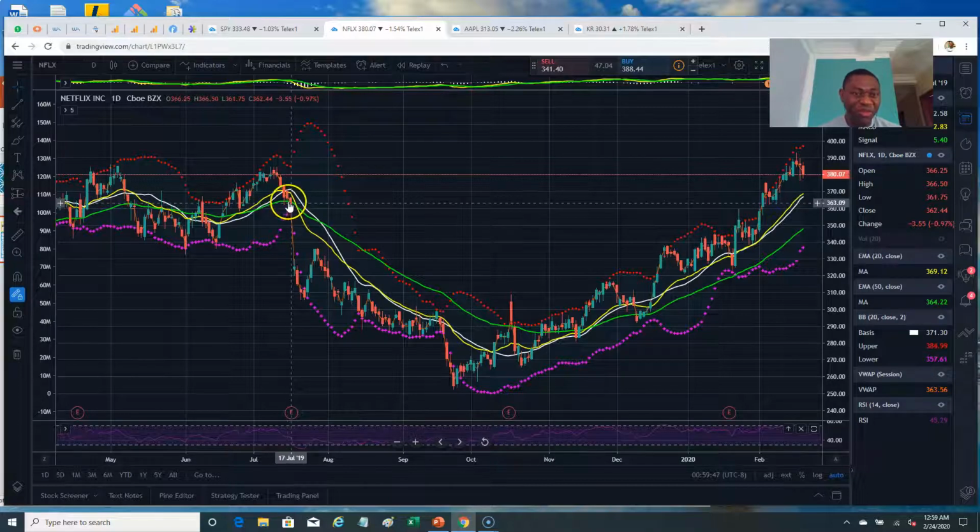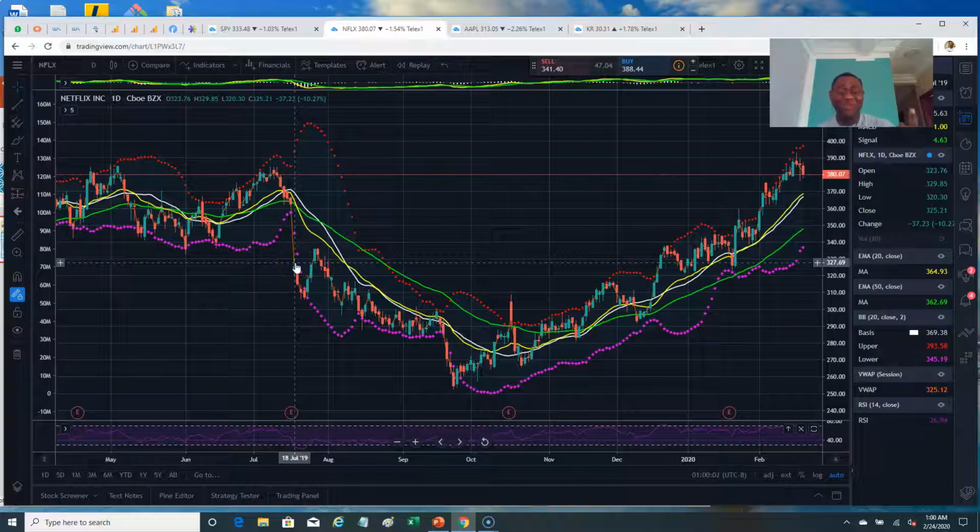The most noticeable one is this one here. Back in July of 2019, we closed before earnings at 362. After the earnings announcement, we jumped down to 323. So those who traded it beforehand actually made some money.